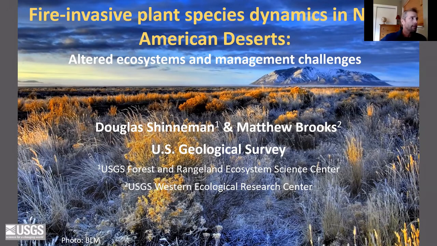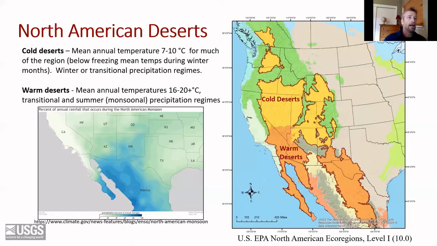Yeah, I'm going to talk about fire and invasive plant species dynamics in North American deserts. So the North American desert level 1 ecoregion covers roughly 2 million square kilometers and is made up of both cold and warm desert ecosystems.